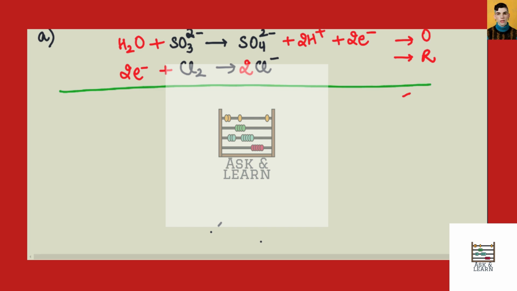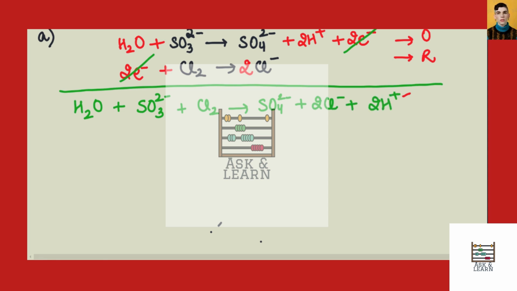Now we add these two half equations, and the 2 electrons get cancelled, so we end up having H2O plus SO3 2- plus Cl2 going to SO4 2- plus 2Cl- plus 2H+. Now we have to balance the H+, or include hydroxide ions, since this is a basic solution. So we add 2OH- on this side and 2OH- on this side to balance the protons.